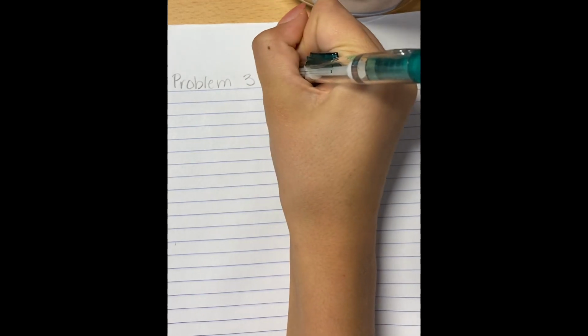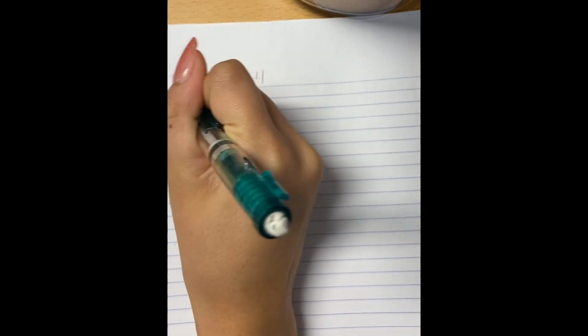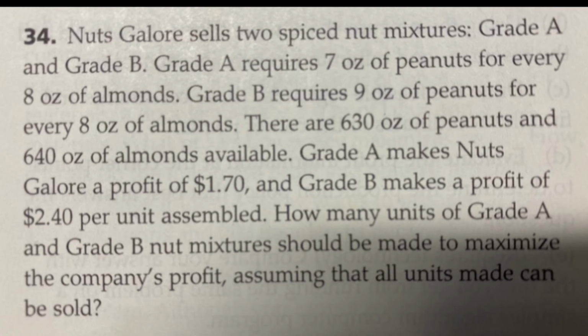Today I'm going to be doing linear programming problem 34. Nuts Galore sells 2 spiced nut mixtures, grade A and grade B. Grade A requires 7 ounces of peanuts for every 8 ounces of almonds. Grade B requires 9 ounces of peanuts for every 8 ounces of almonds. There are 630 ounces of peanuts and 640 ounces of almonds available.